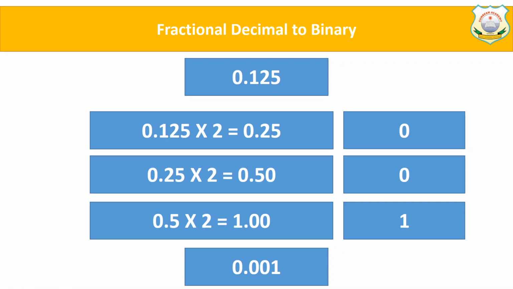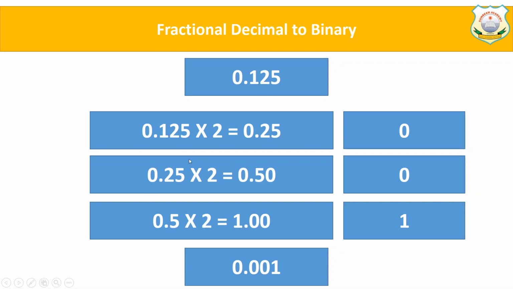So what is the procedure? If it is 0.125, I'm going to multiply that by 2. Once I multiply that by 2, I get the answer 0.25. Then I'm going to take this 0 and keep it over here, and then take the fractional value. This is anyway a fractional value, so it won't make any difference, but I'm going to keep 0 out here, and then 0.25, again I'm going to multiply that by 2.